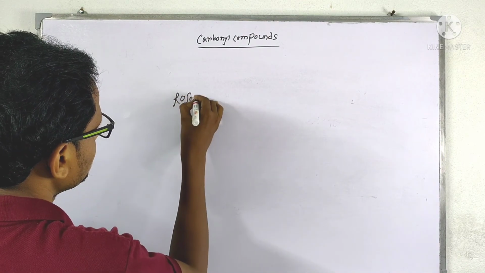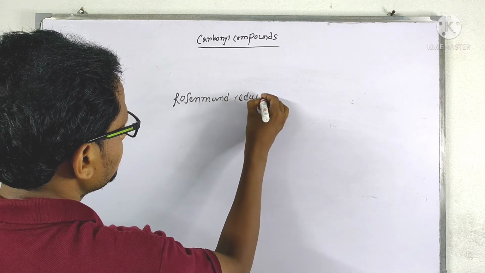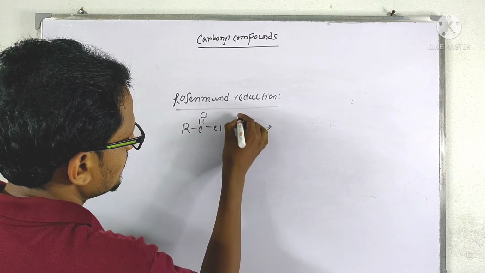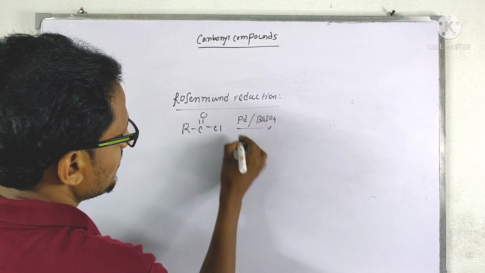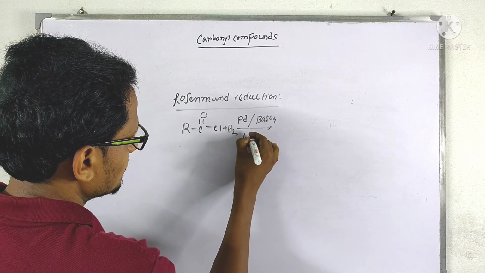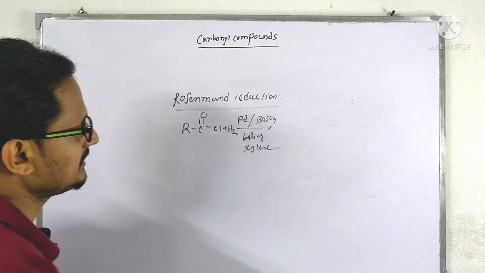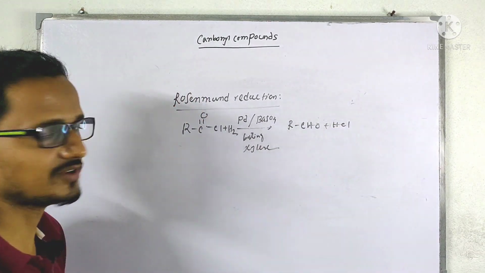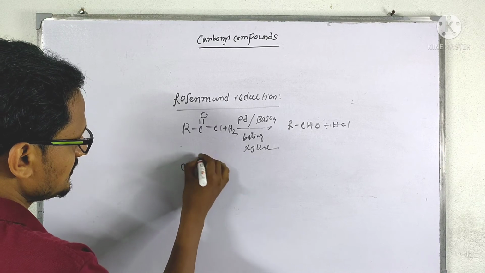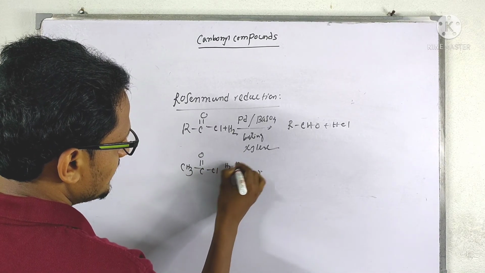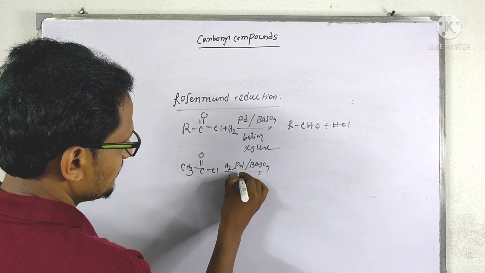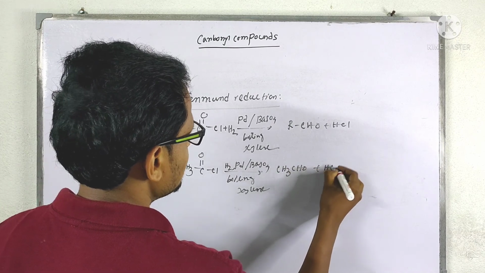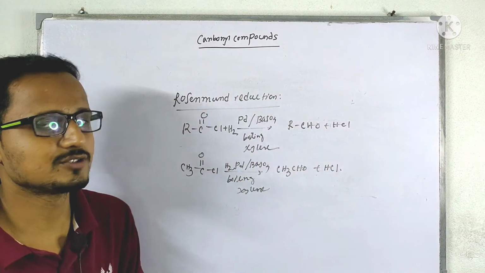Rosenmund reduction reaction. RCOCl with Pd/BaSO4, hydrogen will be there, with boiling xylene. Then this COCl will convert to CHO. With that we will get HCl. So this is a very important reaction. Instead of this R, you can take CH3COCl with hydrogen, Pd/BaSO4, boiling xylene, then you will get CH3CHO plus HCl, that is acetaldehyde. So this is a very important reaction, and it can come also as a name reaction.